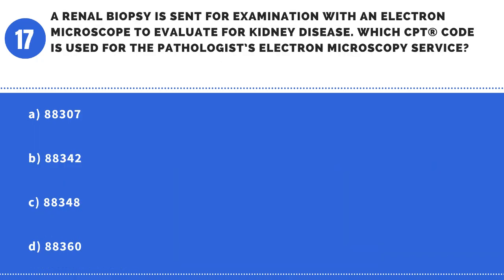Question 17. A renal biopsy is sent for examination with an electron microscope to evaluate for kidney disease. Which CPT code is used for the pathologist's electron microscopy service? A. 88307. B. 88342. C. 88348. D. 88360.